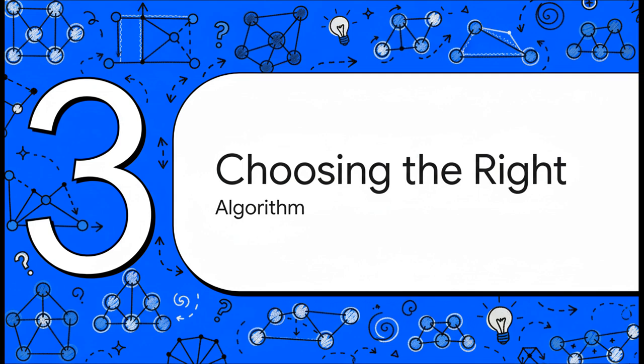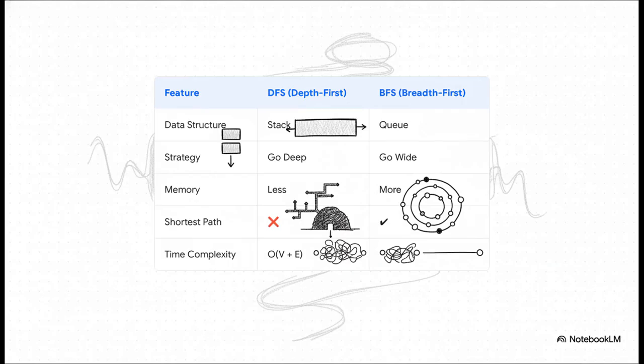Which one should you use and when? The answer really depends entirely on the problem you're trying to solve. So let's break it down. Okay, this table right here, this is your golden ticket. Seriously, pause, take a screenshot, whatever you need to do. Notice they have the same time complexity. That's a classic trick question. But the differences are huge.